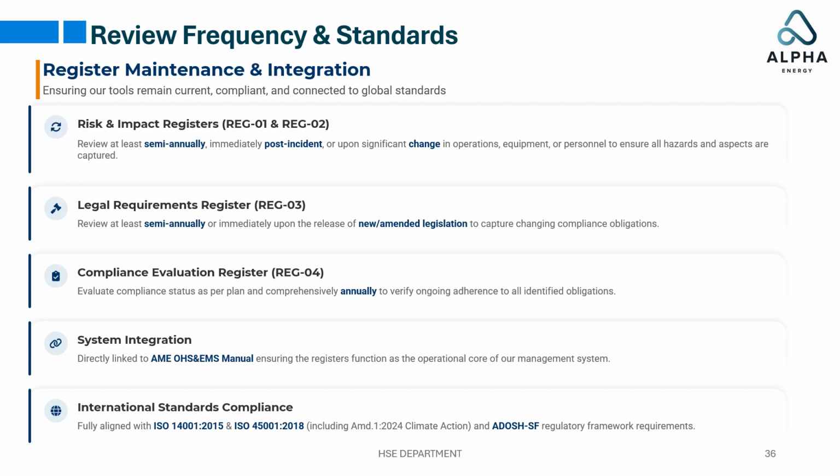All registers are integrated into the Al Masood Energy OHSNE Management System manual, ensuring they function as core operational tools within the management system rather than standalone documents. Finally, the entire framework aligns with international standards, specifically ISO 14001-2015, Environmental Management, and ISO 45001-2018, Occupational Health and Safety, including Amendment 1-2024 for climate action, as well as the ADASH-SF regulatory framework. This alignment ensures that the register system supports both regulatory compliance and international certification requirements.